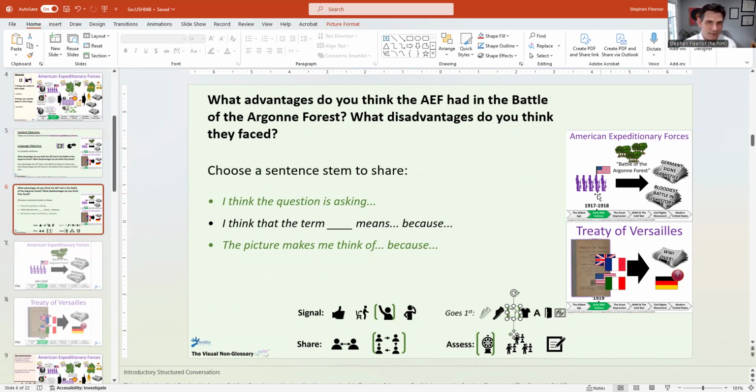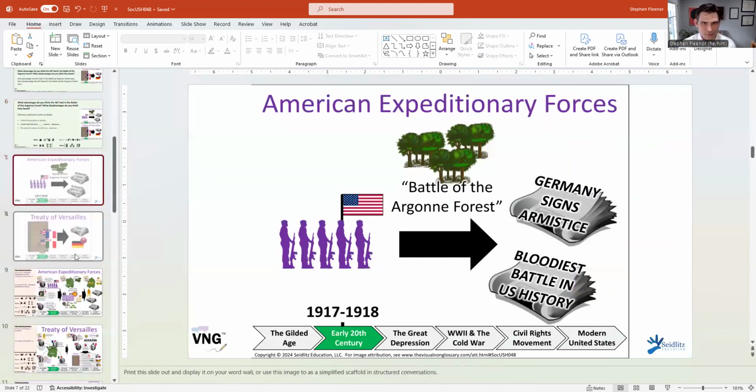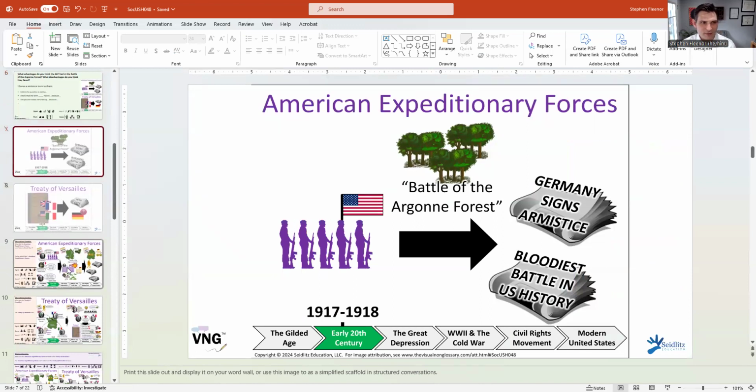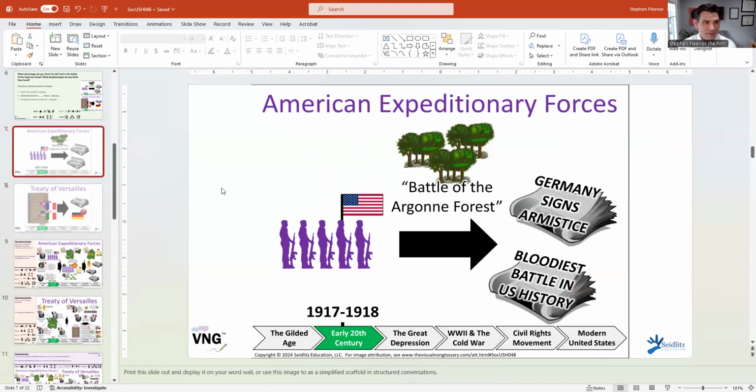Now there's one other thing that I want to show. The visuals that are shown here in the objectives are much more simplified versions of the visuals. Take a look at this visual for the American Expeditionary Forces, and take a look at this visual for the structured conversation about the American Expeditionary Forces. This visual is a lot bigger and a lot simpler, and that's because this is a word wall visual that students can just glance at any point in the lesson or in subsequent lessons.